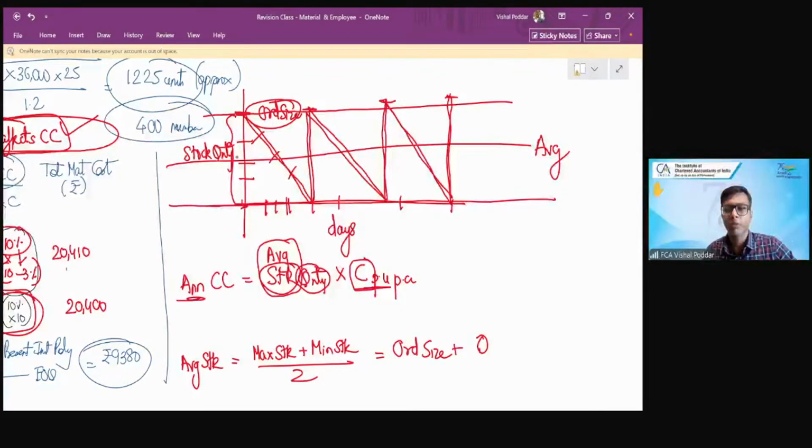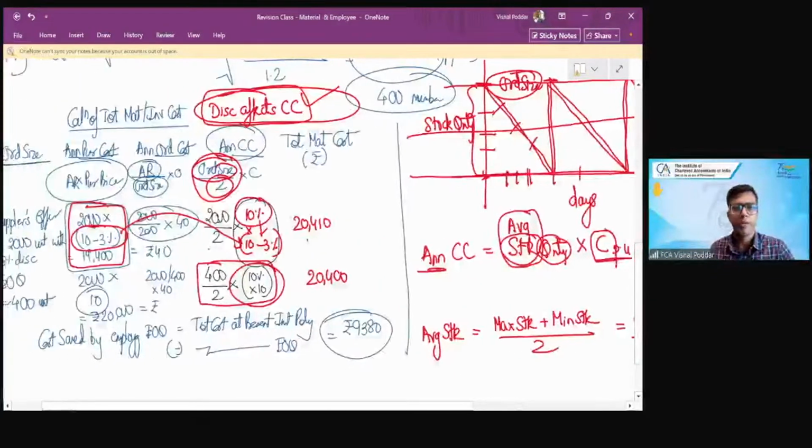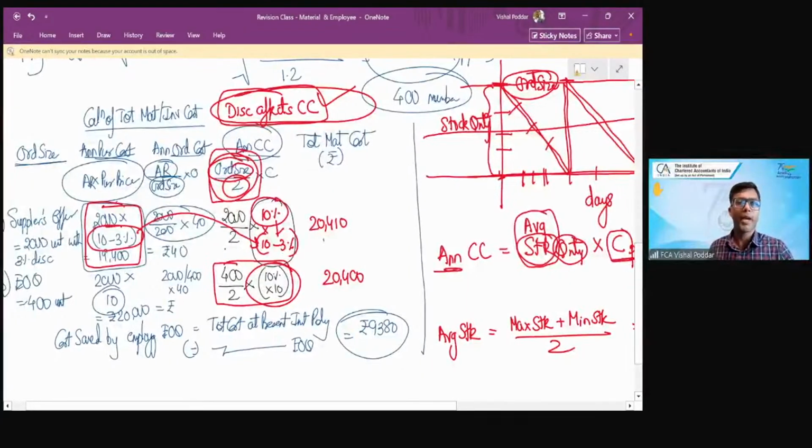So finally, Ishan, what will be my average stock? Order size upon 2. That is what we take over here, which is your question. Why do we multiply this by half? Because for calculating the carrying cost, I need to find out my average stock, and this is how it is computed. Is this clear to all? Ishan, I hope I've answered your question. You've got the clarity. I hope everybody else has understood this and they have also got the clarity on this point.